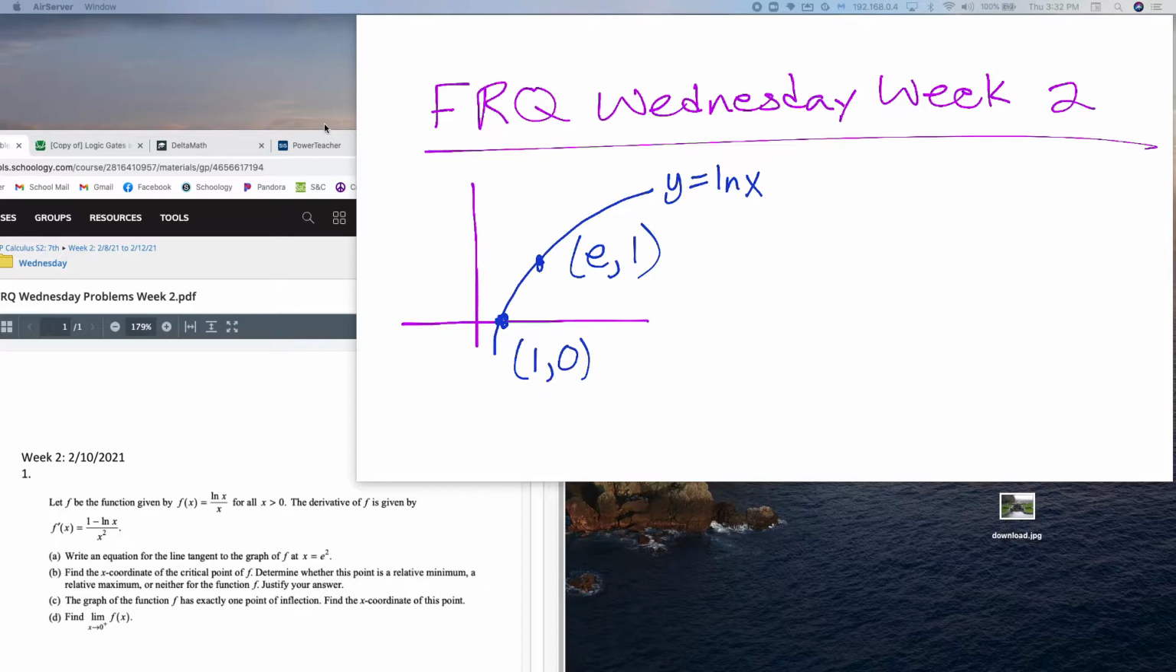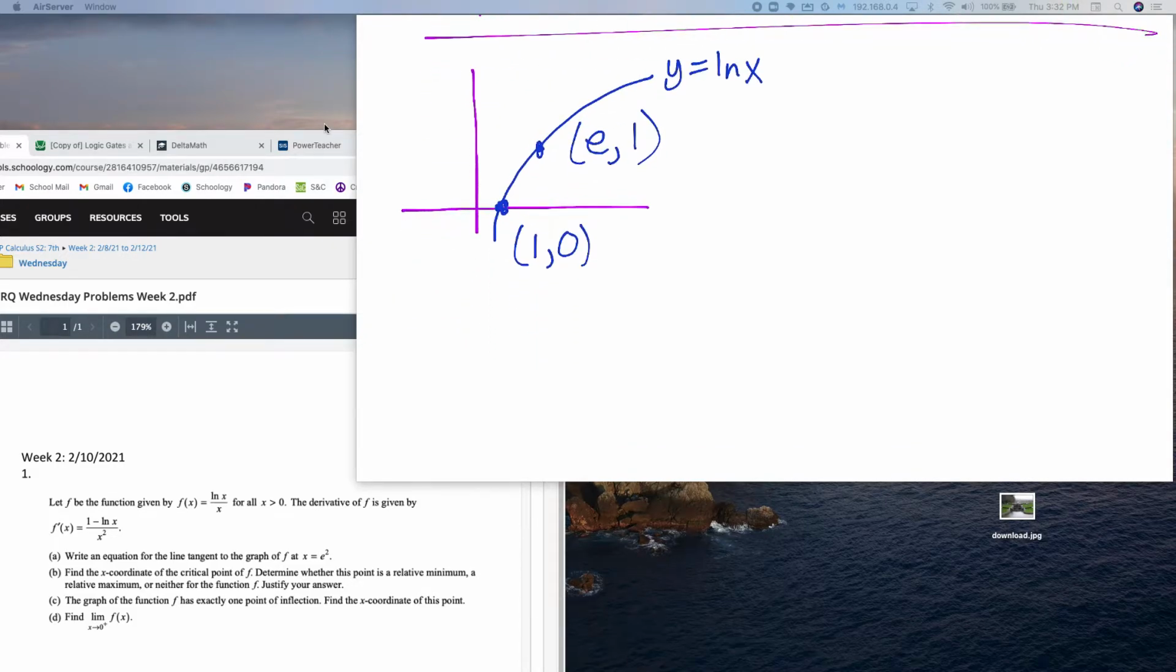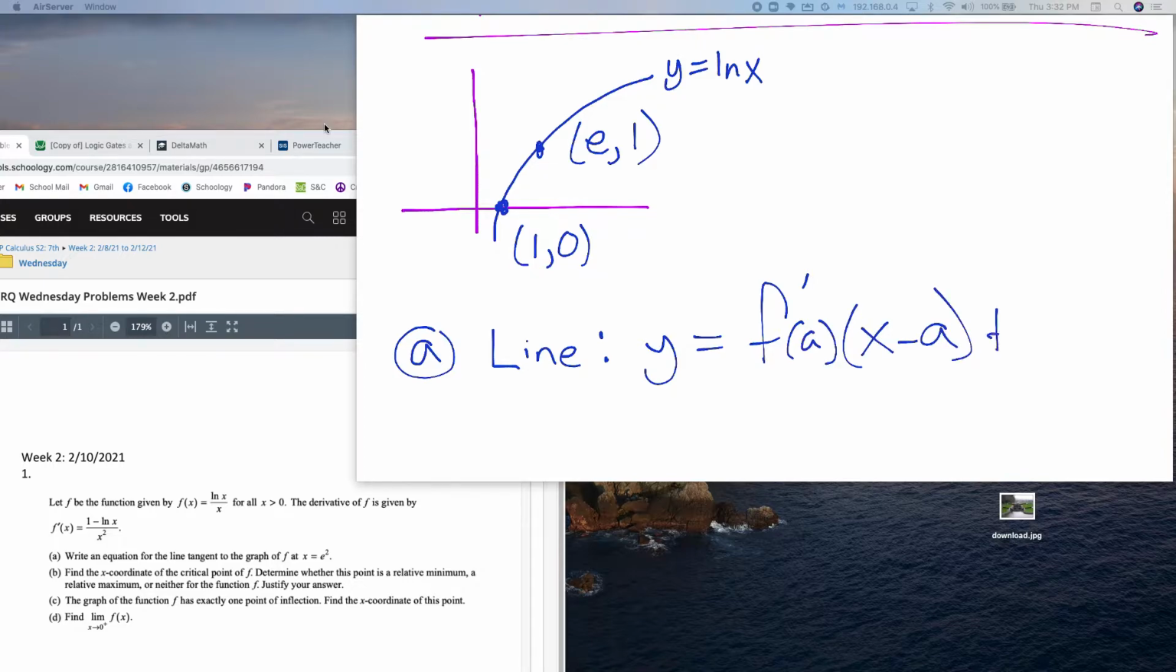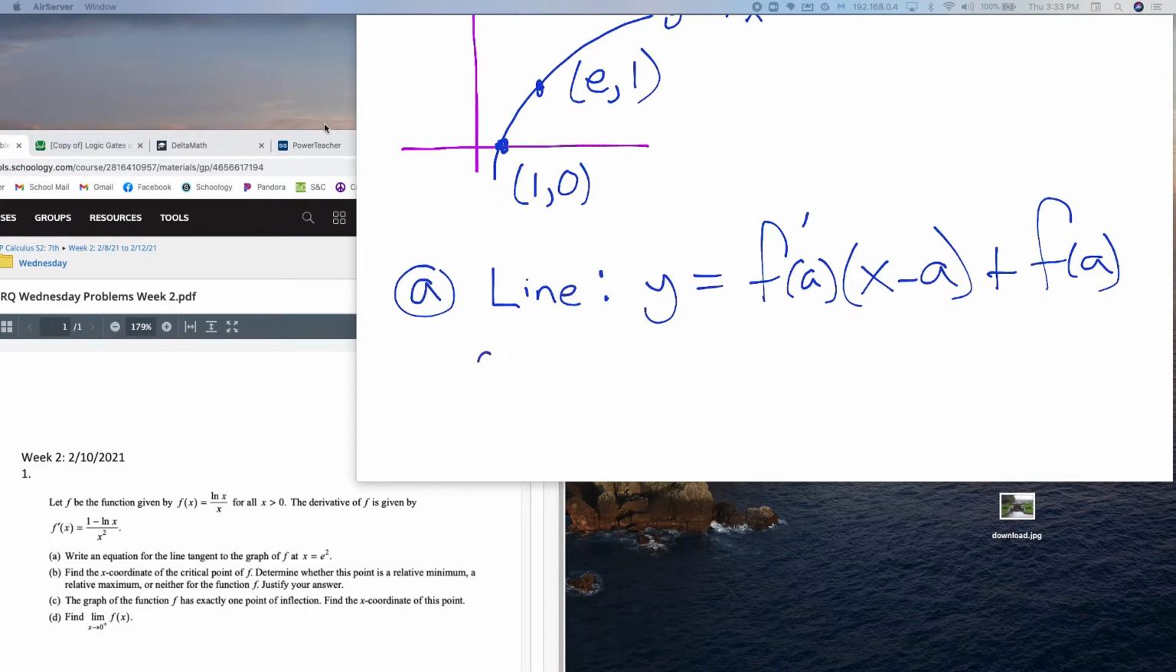So part A. Part A is actually pretty easy. Part A is really hard if you don't know that a line equation is y equals f prime of a times x minus a plus f of a. That's the first part. If you know this, this is a really easy question to answer, because all you need to know is x, the a value on this problem, is equal to e squared.